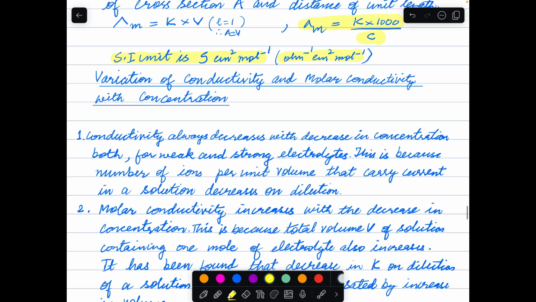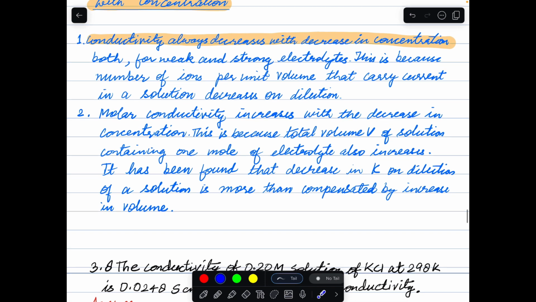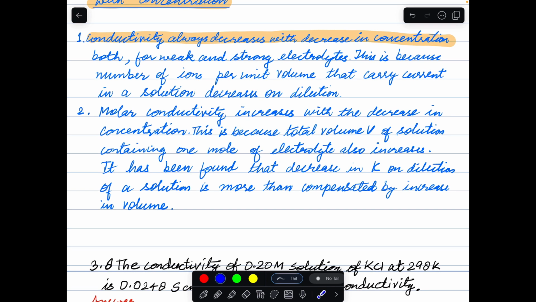Now, the second part of this question: variation of conductivity and molar conductivity with concentration. How do we have variation? We will do one by one. The first one, conductivity. Conductivity always decreases with increase in concentration. This is applicable in both cases, strong electrolyte as well as weak electrolyte. Why is it happening? Conductivity always decreases with decrease in concentration.